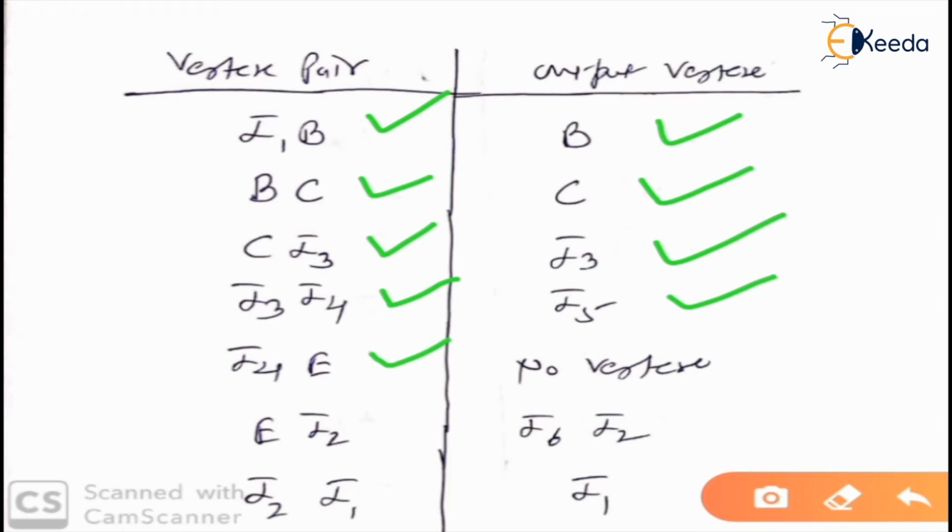For I4E, both are outside, so we do not store any vertex. For EI2 we want to clip this, so we store the new intersection point I6 and the point I2, and for I2I1 we store I1.